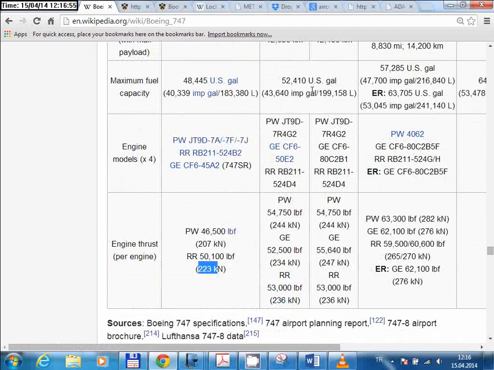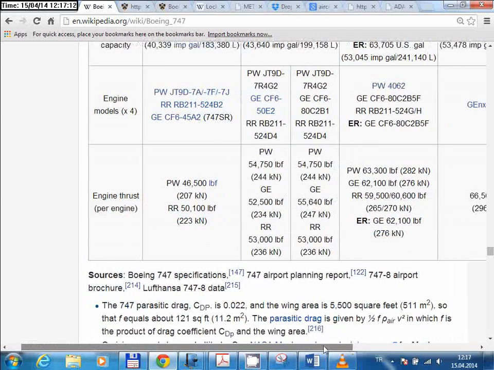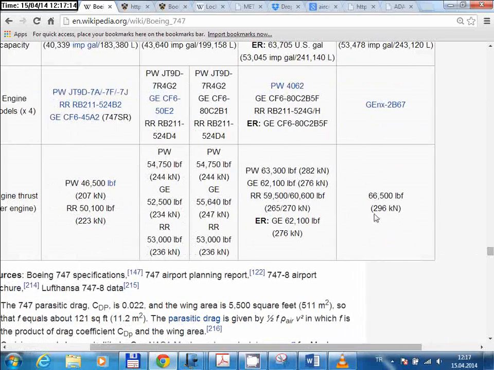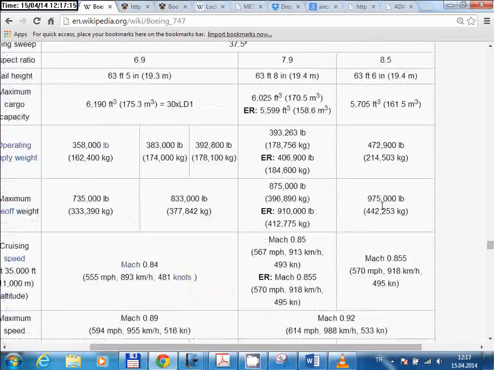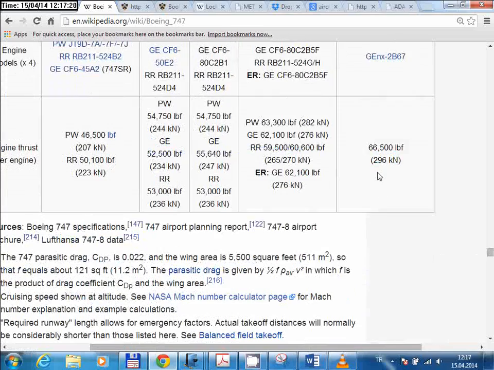And so these are the different versions. So I guess this is the earlier version. Each engine can produce this much thrust force. Whereas if you look at the newest version, it can produce more thrust force, right? Per engine thrust force is increased. And yet this is, I guess, a future generation. Yeah, this is the newest one, and it has the largest thrust force available.